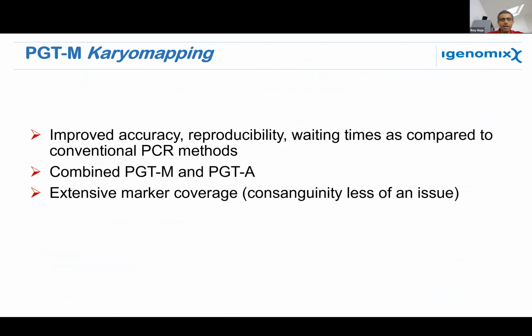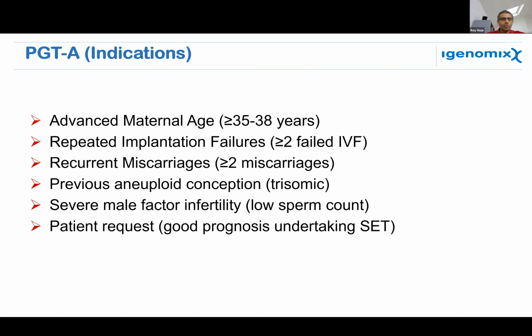Right, so PGT-M by karyomapping has improved accuracy, reproducibility, and waiting times as compared to conventional PCR methods, the old methods. So it is a sort of combined PGT-M and PGT-A, especially for meiotic aneuploidies that we trust. And it has extensive marker coverage, 300,000 SNPs, so consanguinity becomes less of an issue. Consanguineous couples can have their PGT-M done, and the results can be accurate using karyomapping. Now, we're done with PGT-M.